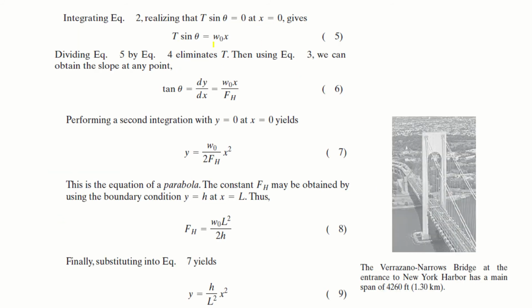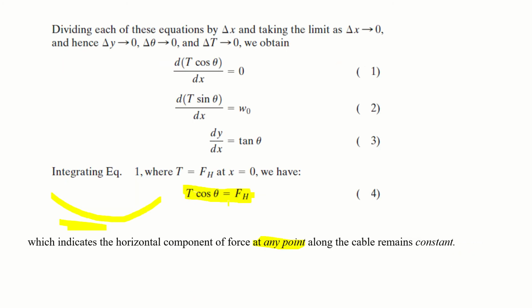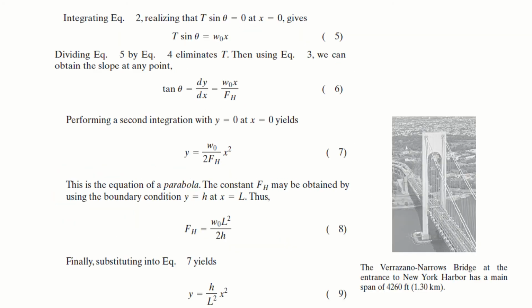This gives T sin theta is equal to w naught x. This is your equation 5. Dividing equation 5 by equation 4, where T sin theta is equal to w naught x, and this is your equation 4, T cos theta is equal to fh, you will get sine over cos is equal to tangent theta, which is w naught x divided by fh. Right? This is your equation 6.